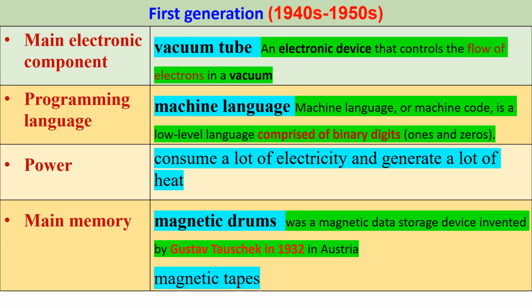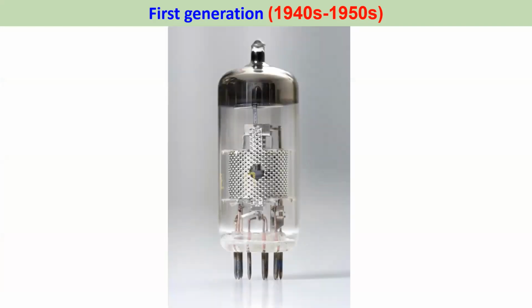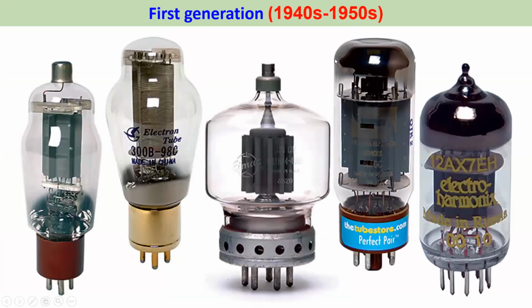Right. Then look at some pictures that relate to the first generation. This is a vacuum tube. Then you can see another set of pictures, also vacuum tubes. Normally in a computer at that stage, more than 20,000 vacuum tubes were available.